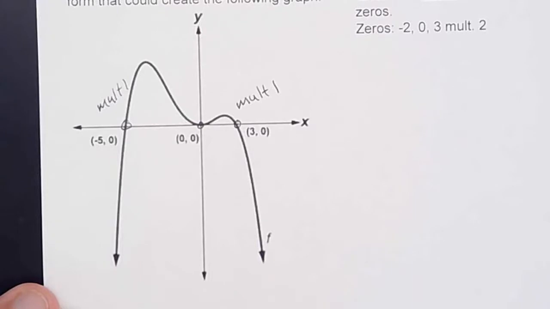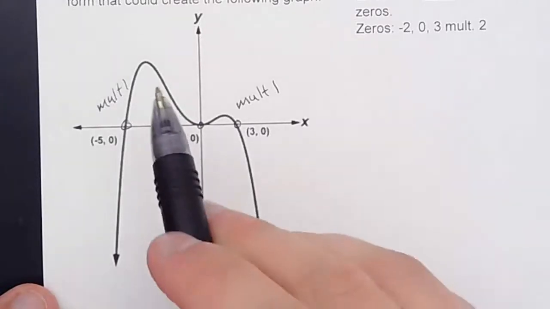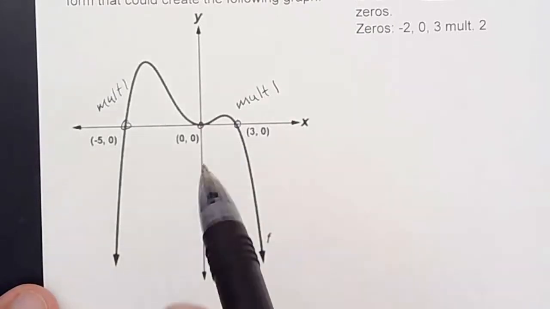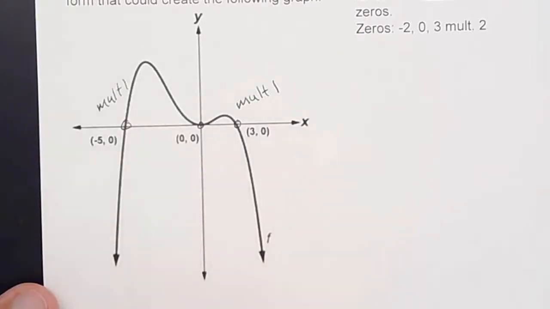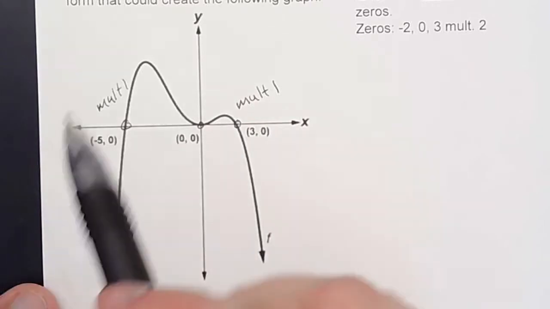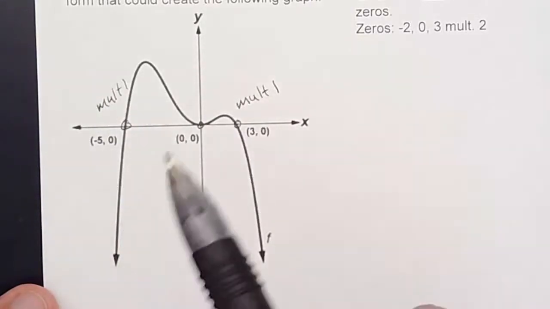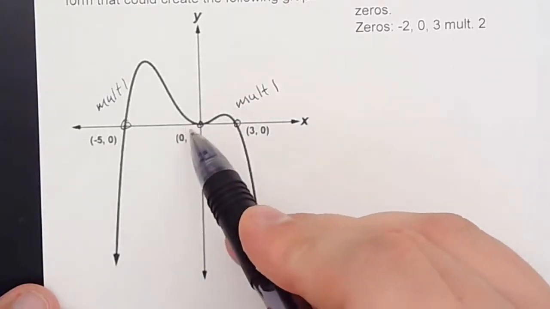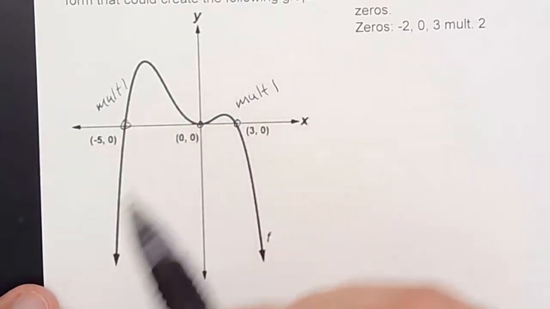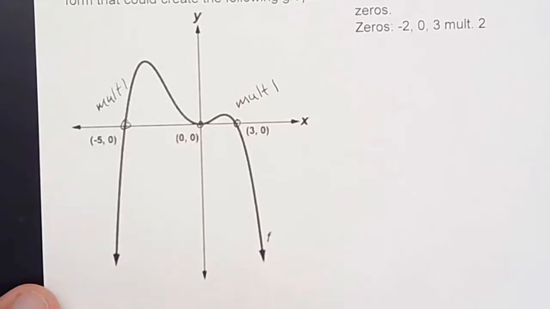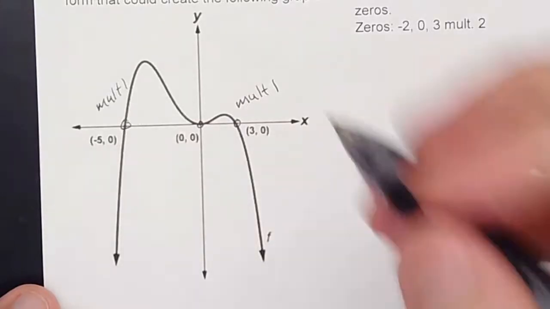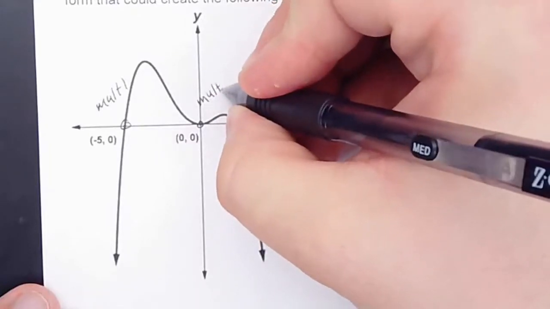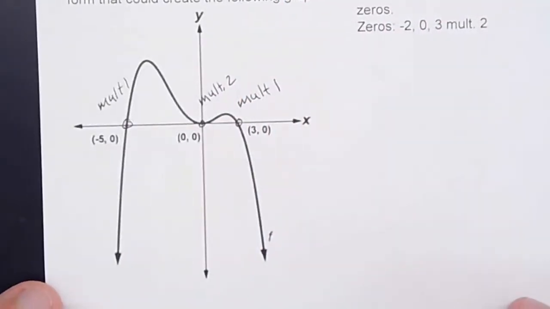Now, if I look at the number of turns, it looks like there are 3 turns. So 4 minus 1 would give us 3. This is going to be some sort of 4th degree polynomial. So if these are multiplicity of 1, as you might have guessed, anytime I have a zero that touches or bounces on the x-axis, that has an even multiplicity. And so for us to get to a degree of 4, we have a multiplicity of 2 for the zero at 0.